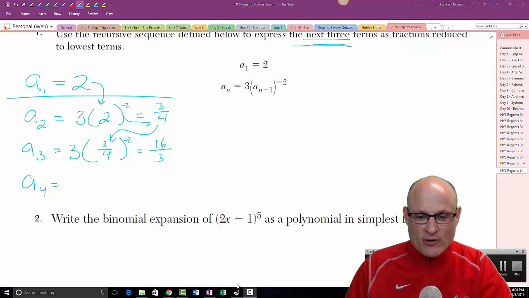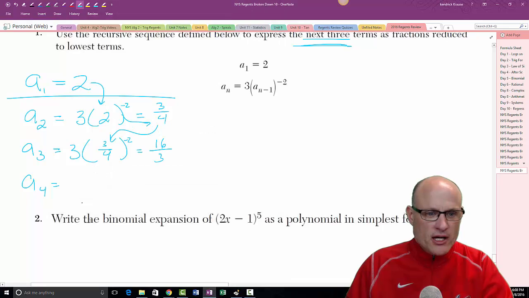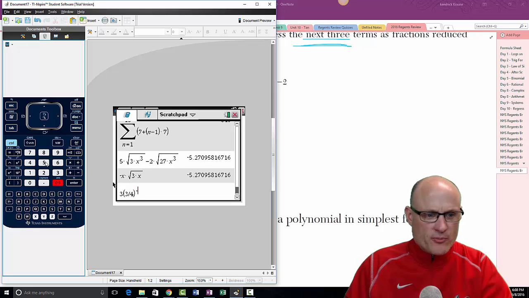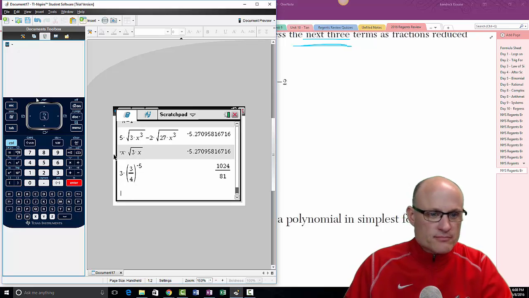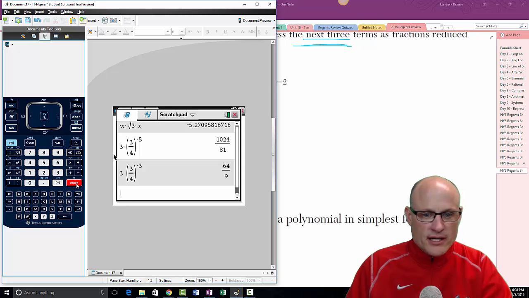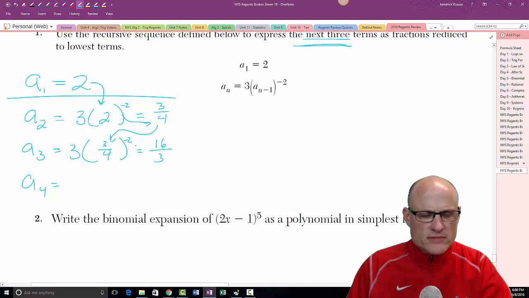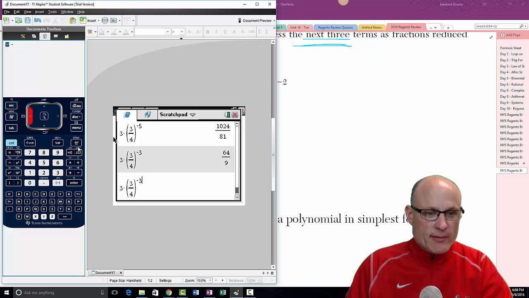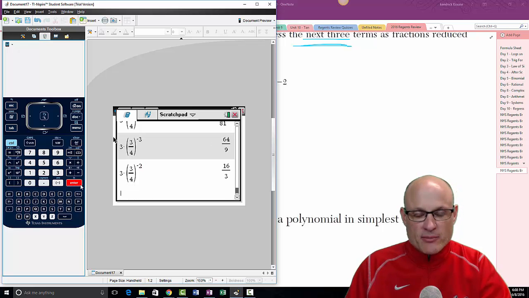Now, again, I'm doing these in my calculator. I'm going to go 3 parenthesis 3 divided by 4 parenthesis raised to the negative 2 power. Of course, I didn't take the right power. It's been a long day, kids. I'm going to show you an easier way to do this anyway. It tells me 16 over 3.